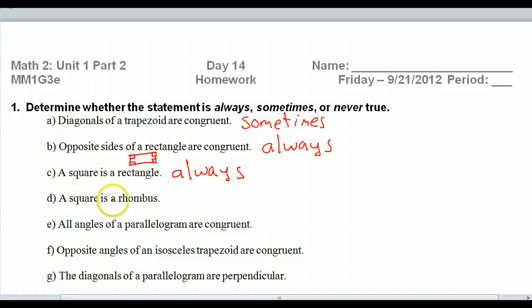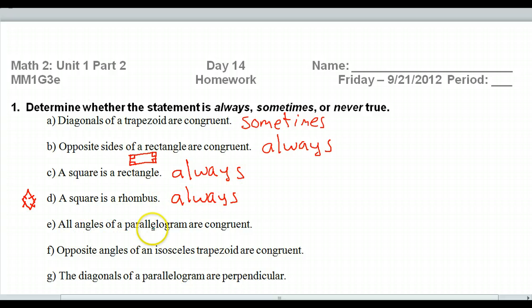A square is a rhombus. A square is always a rhombus. Okay, what's the definition of a rhombus? A quadrilateral with 4 congruent sides. A square always has 4 congruent sides, so it's always a rhombus.